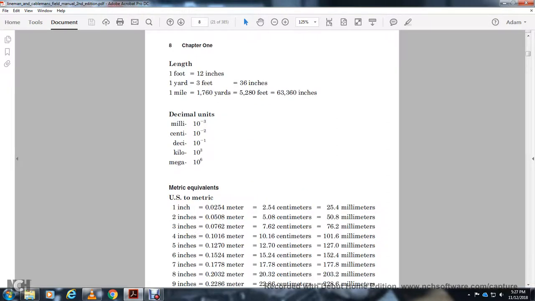Length: 1 foot is 12 inches, 1 yard is 3 feet or 36 inches, 1 mile is 1,760 yards times 3 feet, which is 5,280 feet, or 63,360 inches. Decimal prefixes: milli is 10 to the negative third, centi is 10 to the negative two, deci is 10 to the negative one, kilo is 10 to the third, mega is 10 to the sixth. All right, unit metric conversions: 1 inch is 0.0254, 2 inches is 0.0508, 3 inches is 0.0762, 4 inches is 0.1016.